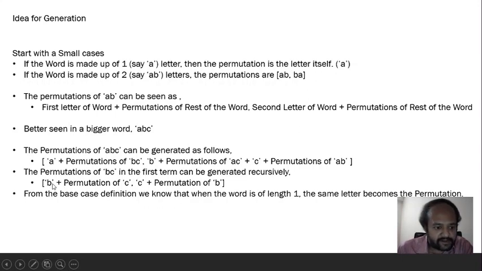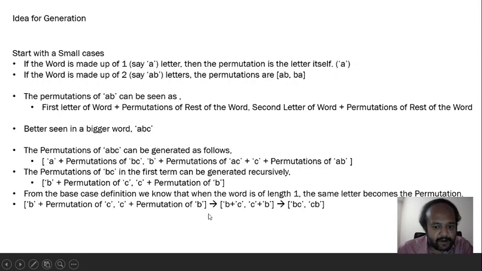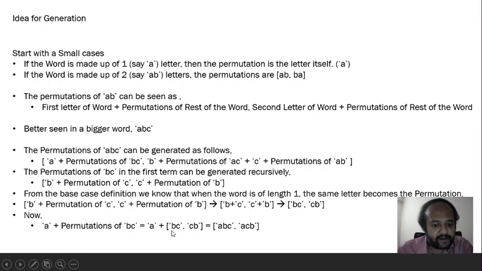So now what happens? Look at this one. C is a one letter word, B is a one letter word. So B plus permutation of C and C plus permutation of B will be nothing plus B plus C comma C plus B, which is nothing but BC comma CB. Now, A plus permutations of BC is A plus the generated permutations of BC, which is what we see here, right? Which is ABC and ACB.